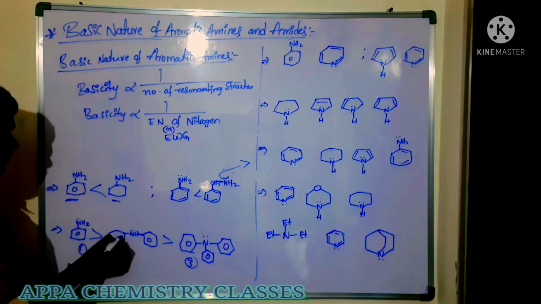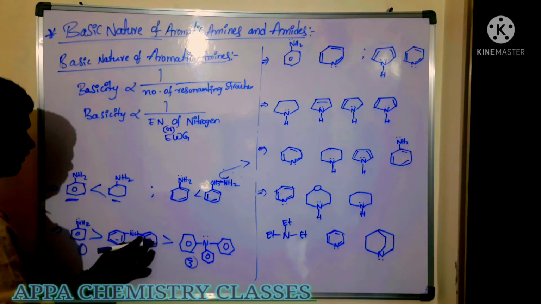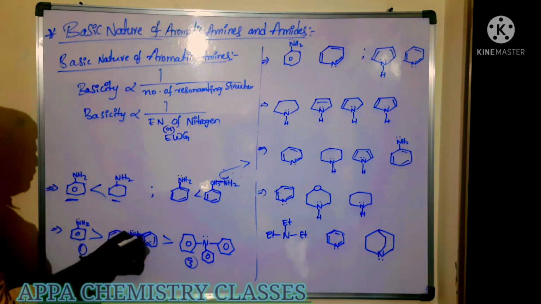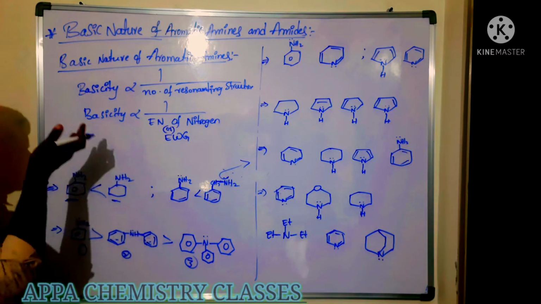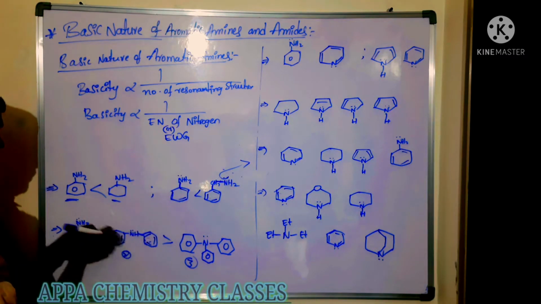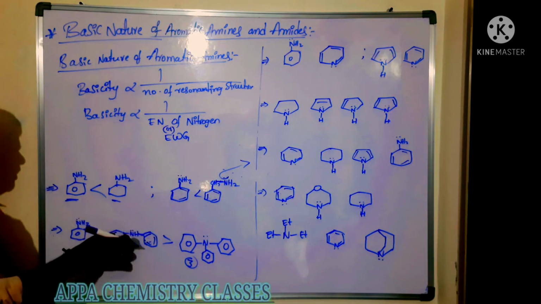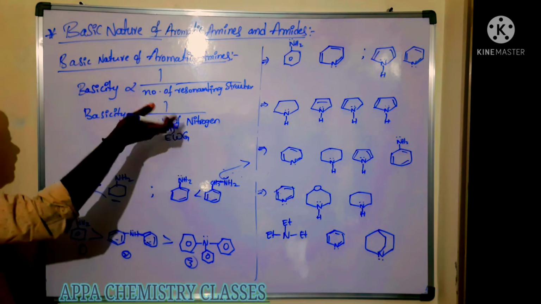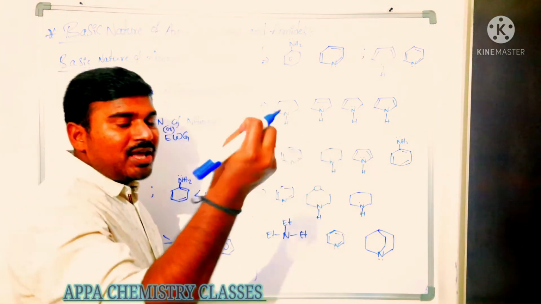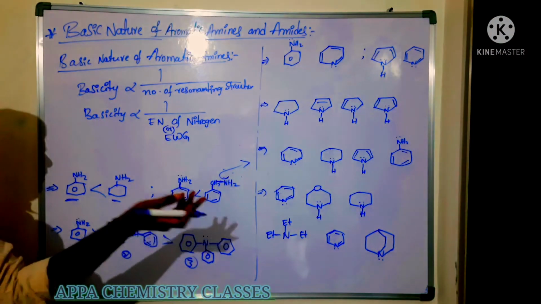You can compare the hybridization concept. Here sp2 carbons are bonded. Here only one sp2, here 2 sp2 carbons. The electronegativity of carbon is more here when compared to this one, because 2 sp2 carbons are withdrawing the electron, so the nitrogen's electronegativity also increases. So it cannot release the electrons that easily. It has more ability to hold that electron, so its basicity decreases.